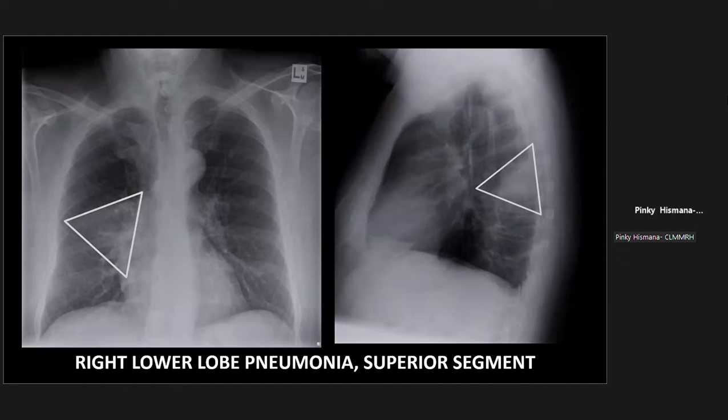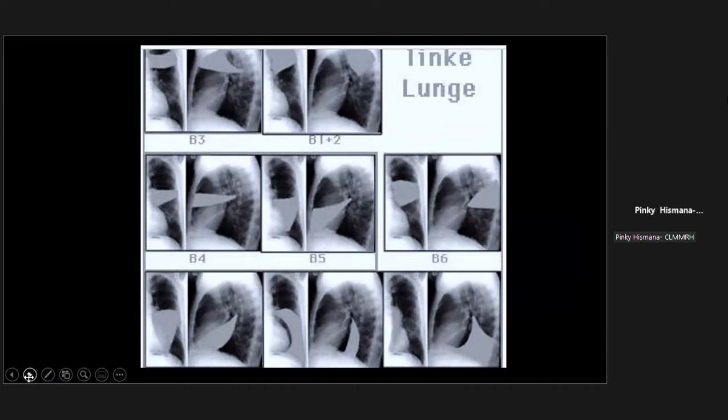So, this is just to show you that we can actually identify in what particular segment the lesion is involved, to show how we localize lesions not only by lobe but by segment.